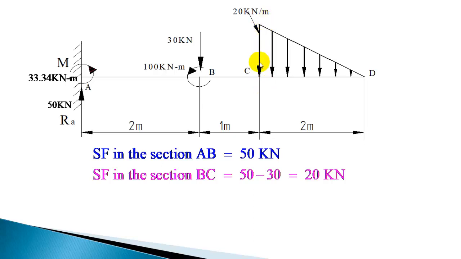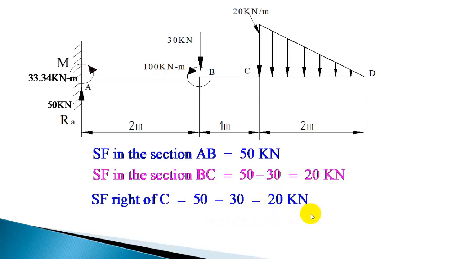So immediately right of C, there is no load acting here. So only this summation, which we have already got earlier, 20 kilonewton, will be the shear force immediately right of C. So it will be once again 50 minus 30, or 20 kilonewton. So when you take immediately left of D, that is the next section, 50 minus 30, this complete UVL will be coming for this section, that is minus 20.